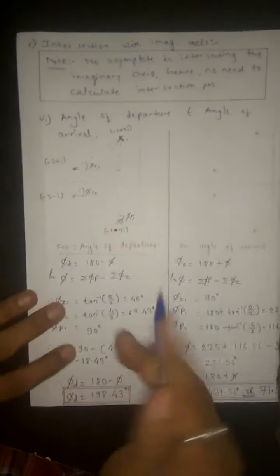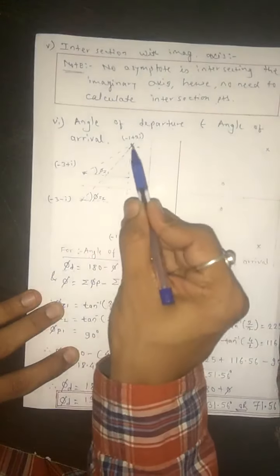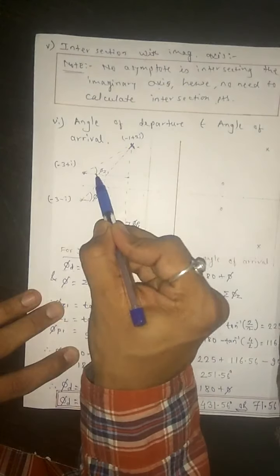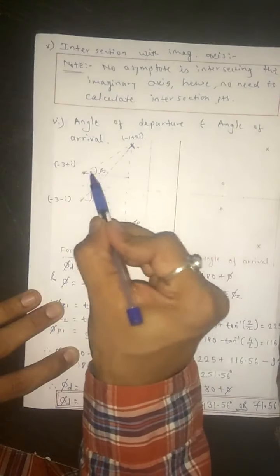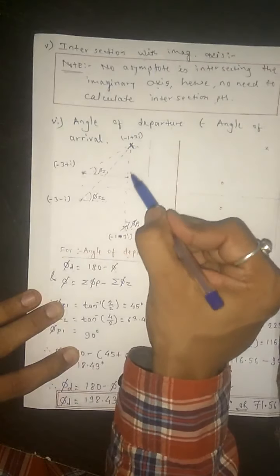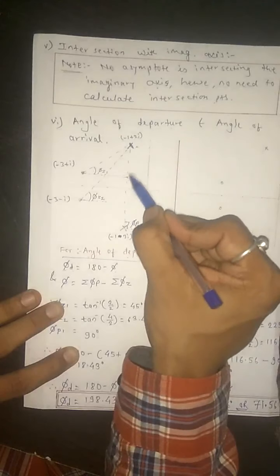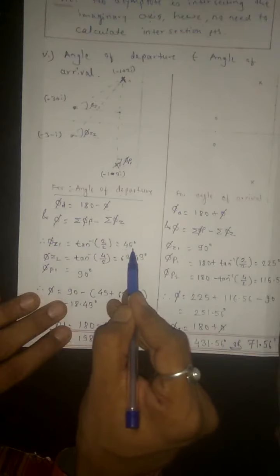For phi z1, consider this triangle, this one. This angle is equal to tan inverse of opposite by adjacent. Opposite is completely 3 and this is 2. So this is 2. So tan inverse of opposite, that is tan inverse of 2 by 2. Tan inverse 2 by 2 is 45 degree.